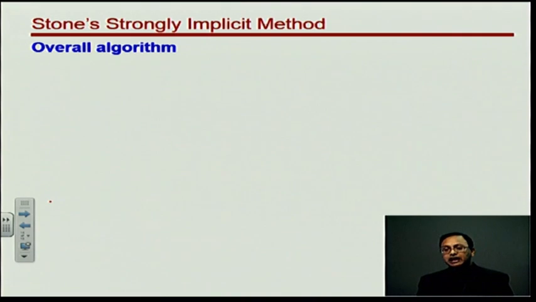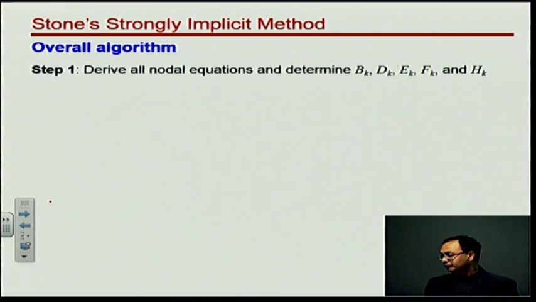So here's the overall algorithm. We've now gone through the derivation of how this is all done, but let me draw the bigger picture. First, you derive your finite difference nodal equations and fill in your matrices B, D, E, F, and H, which are your 5 diagonals. This will include not only interior nodes but also boundary nodes. For boundary nodes, for example with a Dirichlet boundary condition, your B, D, F, and H will be 0. You will only have E equal to 1, a 1 in the diagonal.